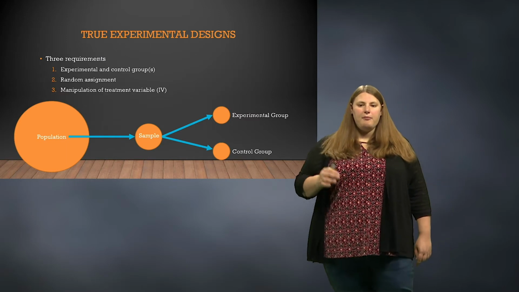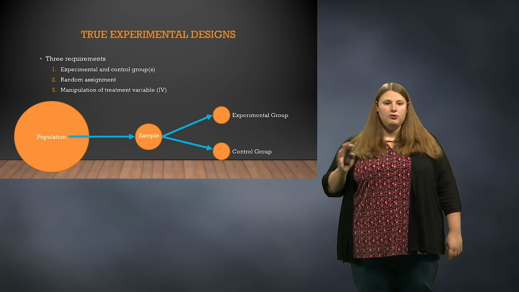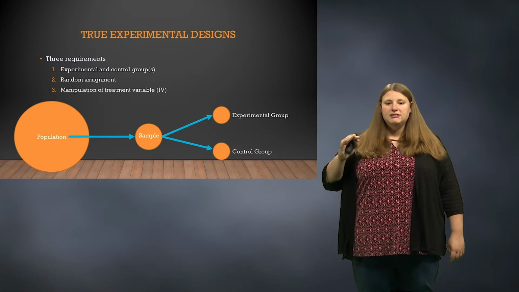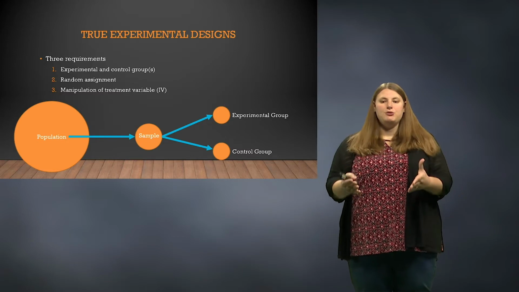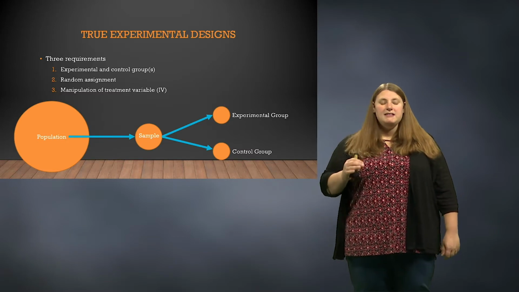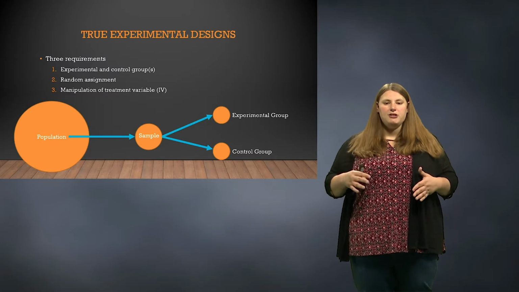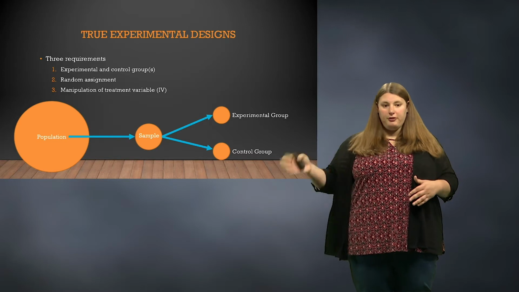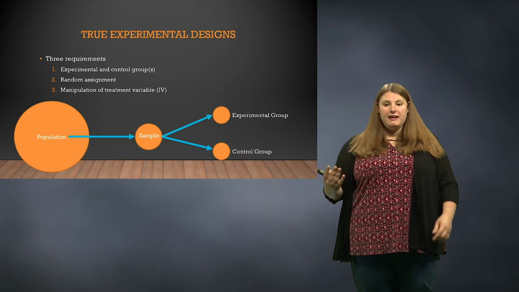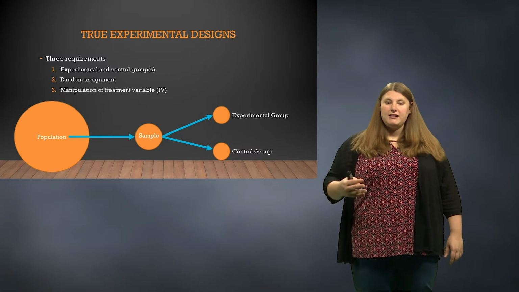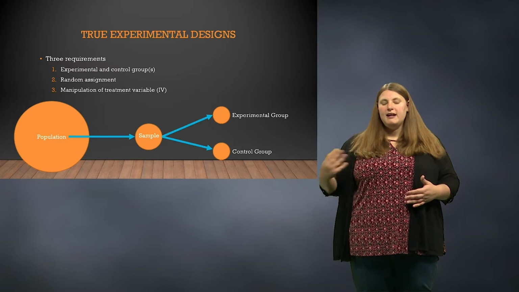Finally, the third requirement of a true experimental design is that we can manipulate the treatment variable, or the independent variable. Simply put, the independent variable must be something that we can introduce into the situation. This is really important because true experimental designs are going to try to measure the dependent variable both before and after the independent variable occurs. So if the independent variable already exists, for example, like gender or race, then the ability to measure before is going to be hindered.